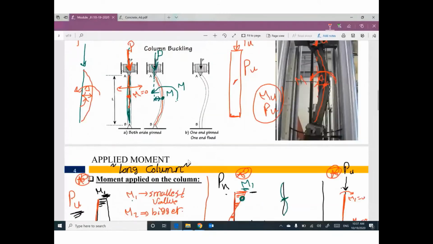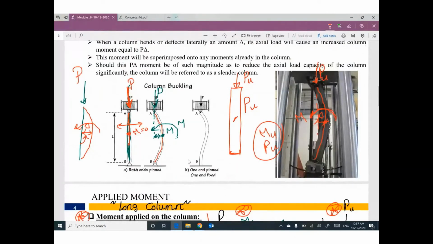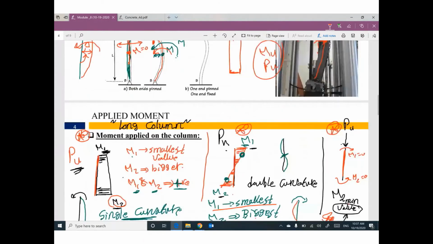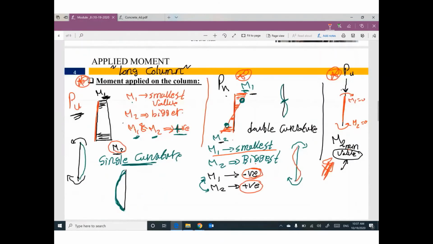If you have buckling, will this buckling add additional moment or not? The buckling effect will cause additional moment. That makes sense. Okay, so right now, without buckling, we have a column. This column has the effect of moment M2. If you add buckling, will the moment increase or decrease?